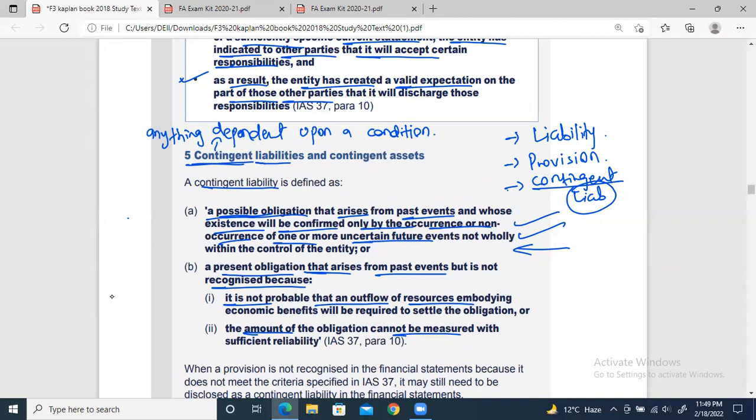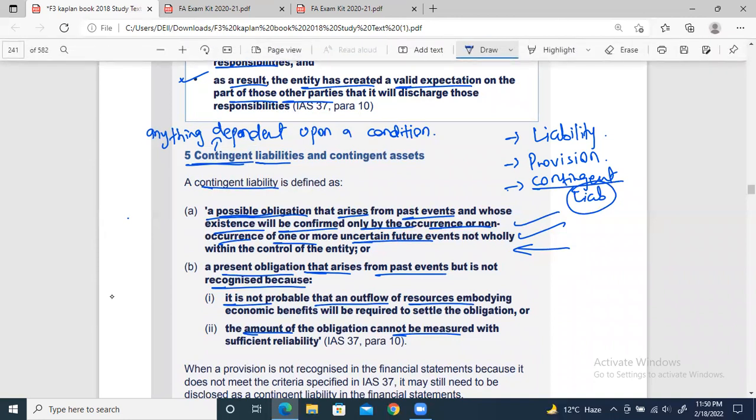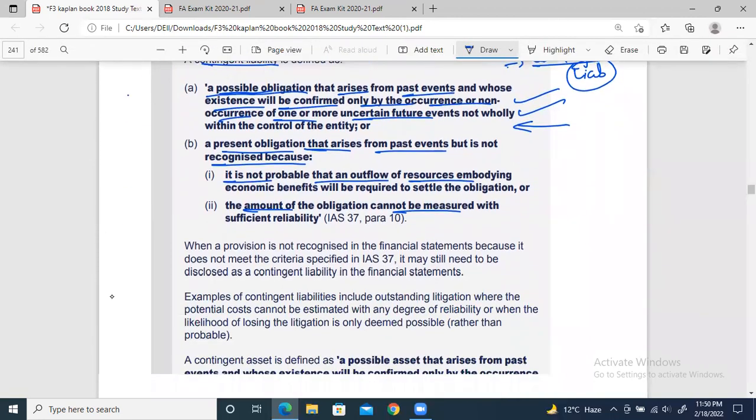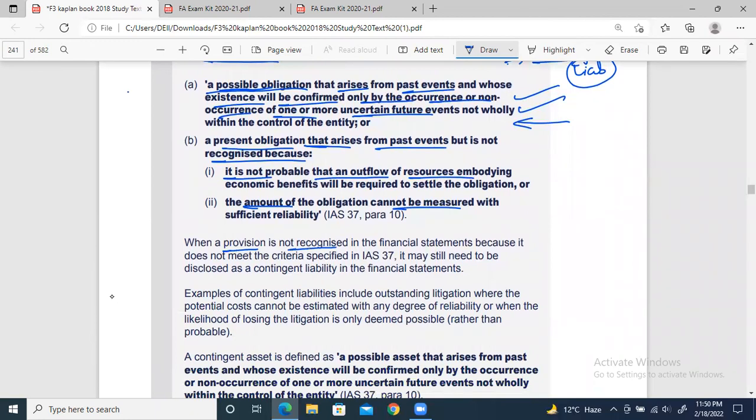So there is nothing such as that we don't know the amount or the timing in this one. We know all the things, but it will just depend on future conditions. Like if this will happen, then this liability will be correct. We'll see the example so you'll be more clear on this. When a provision is not recognized in financial statements because it does not meet the criteria, it may still need to be disclosed as a contingent liability in financial statements.